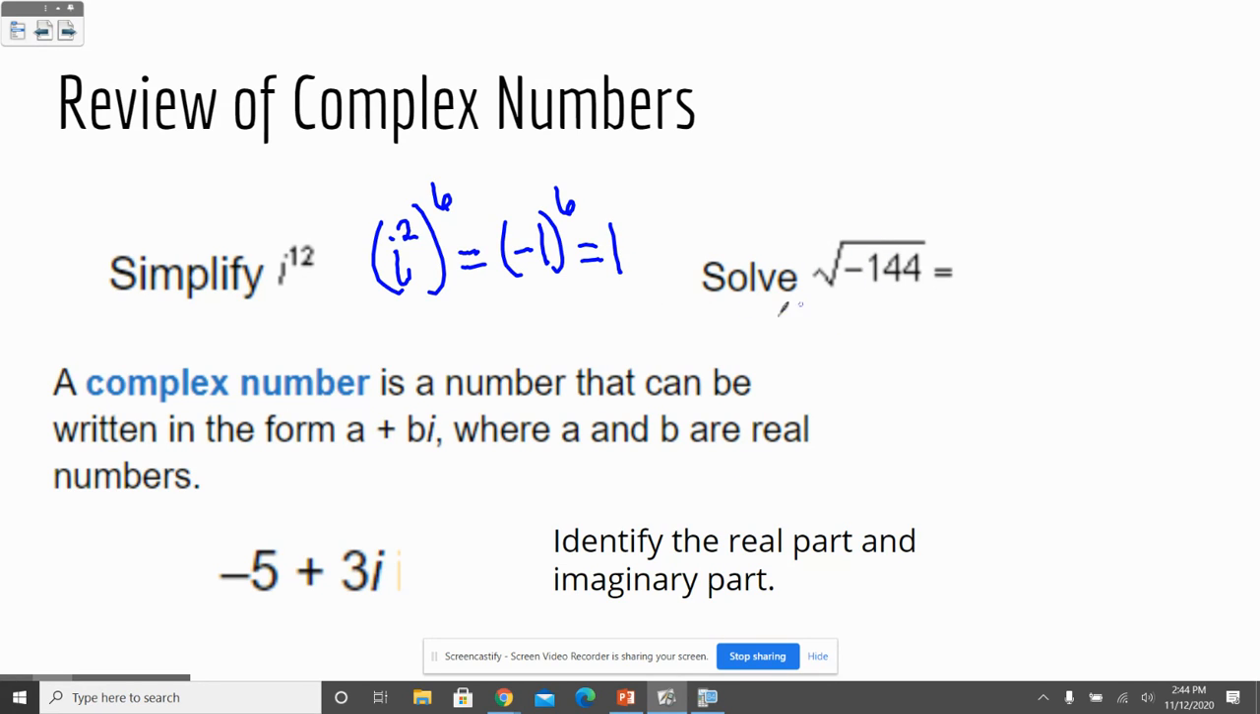On this guy, what you should do is kind of pause these and work them to see if you get the same thing I do. The negative is going to give you an I, so that will be an I. And then you still have the square root of 144, so that would be 12. But the way we're going to write it is 12I.